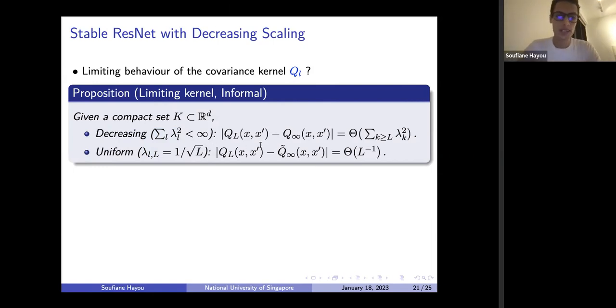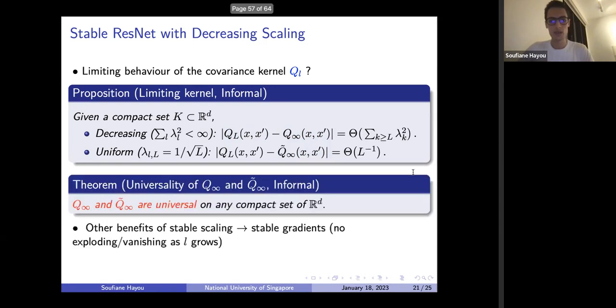So actually we can show that in both cases, the covariance kernel, remember, this is the covariance kernel of the Gaussian process, converges to some limiting Gaussian process in the limit of infinite depth, with some convergence rates that are well characterized. But more importantly, these two kernels, this limiting kernel Q infinity hat, are universal in the sense that they are very expressive.